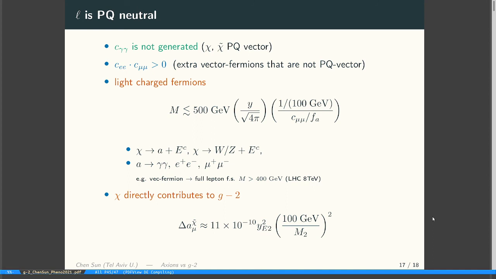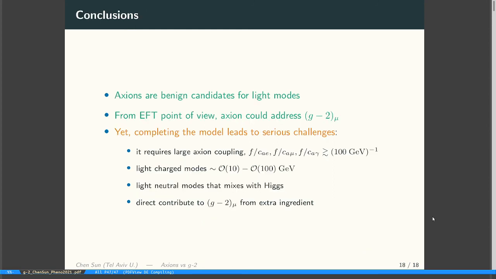Okay, just to quickly summarize, axions are benign candidates for light modes, and from the purely effective field theory point of view, an axion could almost address the muon g-2. Yet when we try to complete the model, we immediately realize that because we need a fairly large coupling between the axion and either muon or electron or photon, that always gives us some charged modes, either charged fermions or charged scalars, or neutral modes that are very light, that cause the exotic decay of the standard model Higgs. And of course, because these extra ingredients are low scale, they contribute to the muon g-2, which sort of defeats the purpose of using effective field theory in the first place. And those are the challenges from the exercise. Thank you.